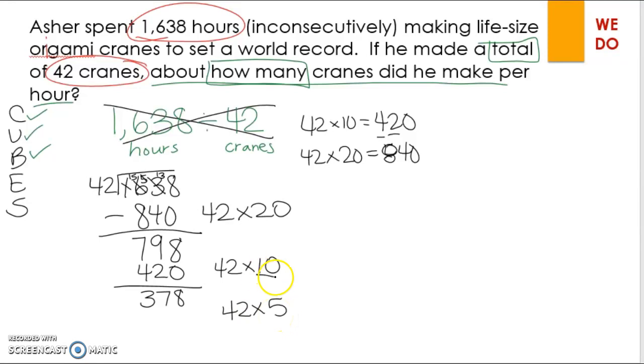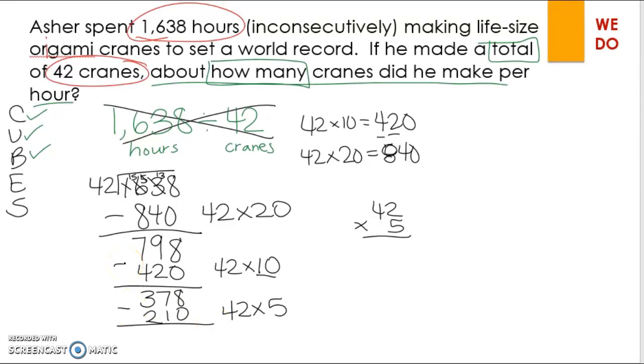Now I'm going to try 42 times 5, because I know if I do 10, that's going to be more than 378 because that will be 420. So I'm just going to cut the 10 in half and say, okay, what's 42 times 5? And if you need to, you could come over here and use the standard algorithm and do 42 times 5, and you should get 210.